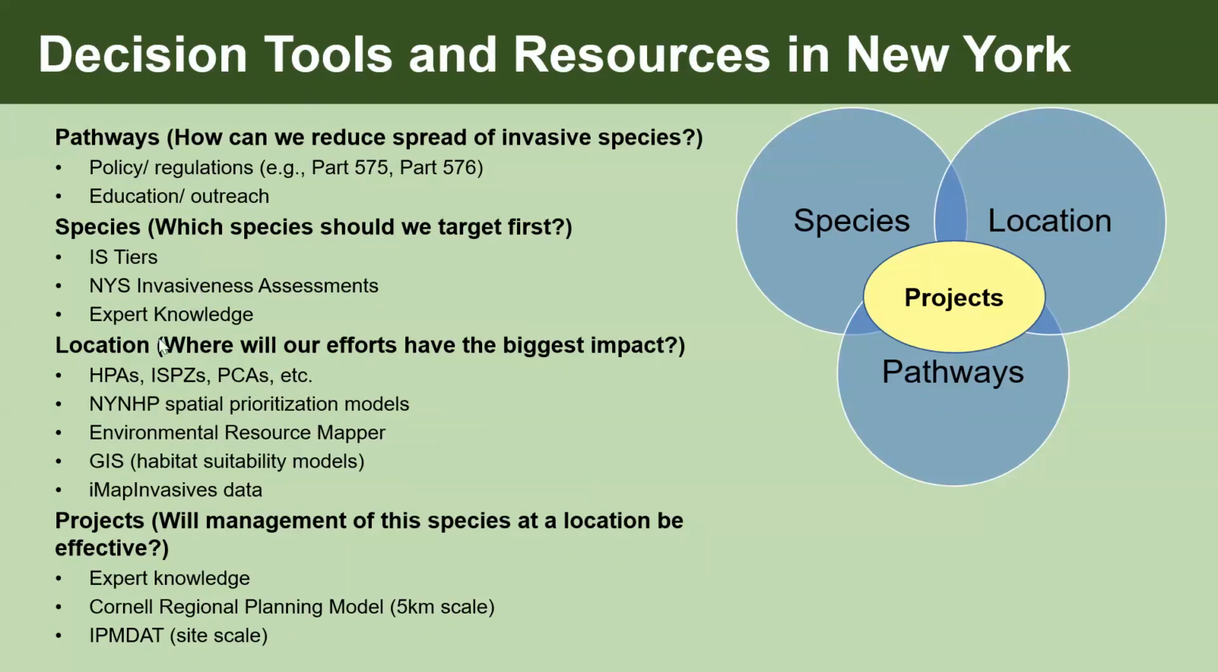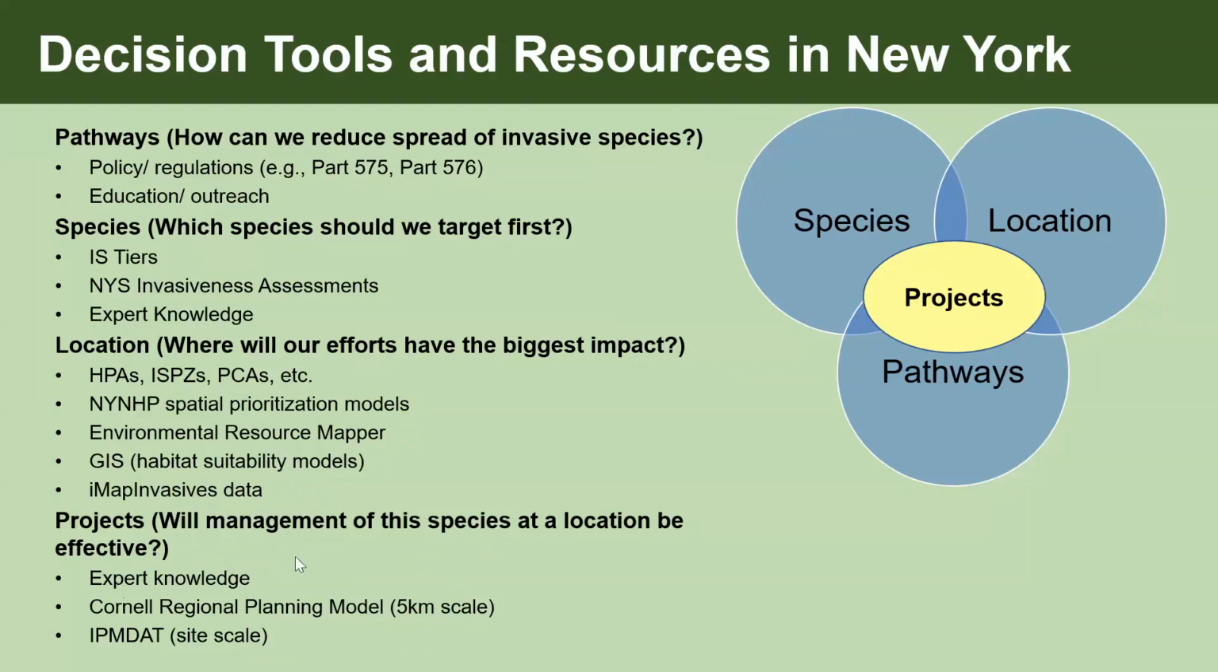We do have the New York Natural Heritage Program, which has some spatial prioritization models, both for terrestrial and now for aquatic resources. There's also the Environmental Resource Mapper through the DEC website, which is a really good tool. It has rare species, wetlands, and lots of other information all aggregated together. Of course, you can use more high-tech GIS tools and maybe even get into habitat suitability models. And of course, the iMap data itself is a good way to prioritize locations.